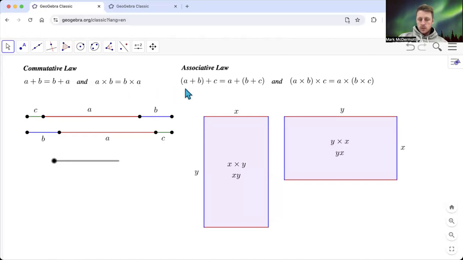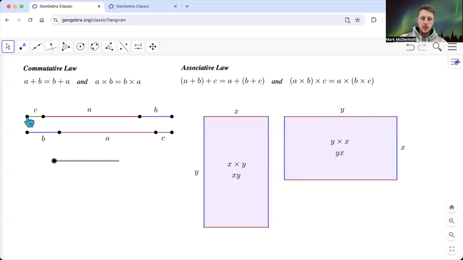If we look at the associative law, it says that (a plus b) plus c is equal to a plus (b plus c). And (a multiplied by b) multiplied by c is the same thing as a multiplied by (b multiplied by c). So you can just see that the brackets have been shifted around there. Let's have a look at some examples of what's going on here. We can extend this to three variables as well.